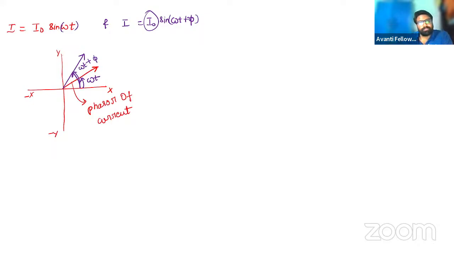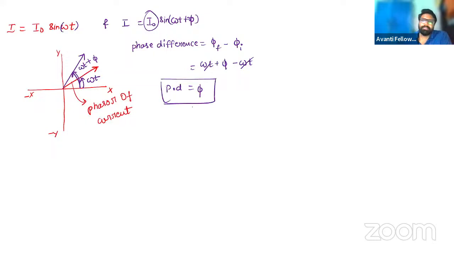Clear? So if I define here the phase difference, what is phase difference? The difference in the angle between them. So it is phi final minus phi initial. And what was phi final? Omega t plus phi. What was initial? Omega t. These cancel out, so the phase difference is coming out as phi. Clear?